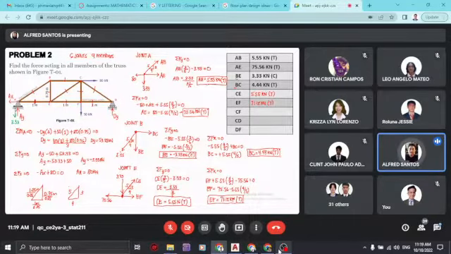Okay, so tapos na yung tatlong joint. So, 6 yan, no? So, siyam lang yung nawawala. So, kailangan pa natin ng 2 joints. Tapos, pang-check na lang natin yung last joint, which is yung 6th joint. Okay?